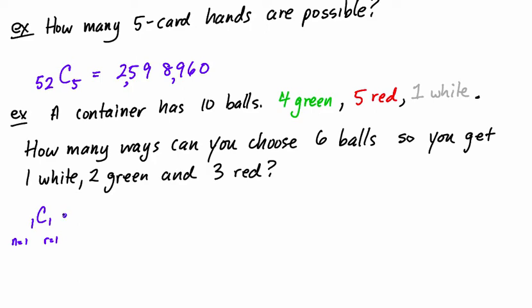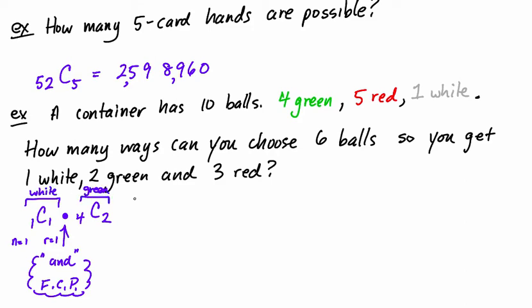Once you've done that, you also have to, so this is basically you're using the word and, which is telling you you need to use the fundamental counting principle. So you also need to choose green balls. Well, there's 4 green balls, choose 2. So this was the whites. Now we're working on the greens. And so there's a number of ways that you can choose the green balls. And out of the 5 reds, so this will be the reds, choose 3.